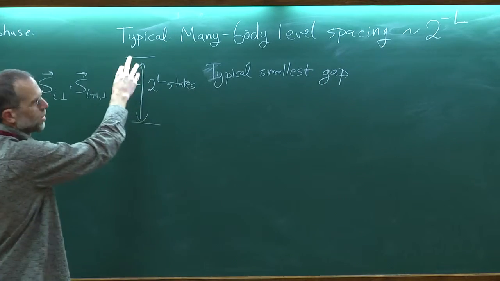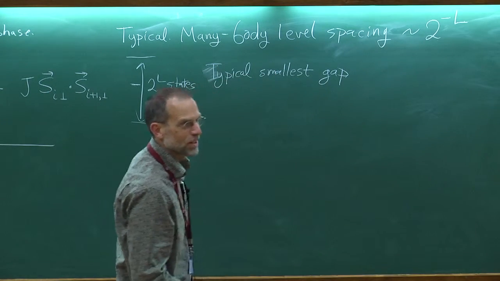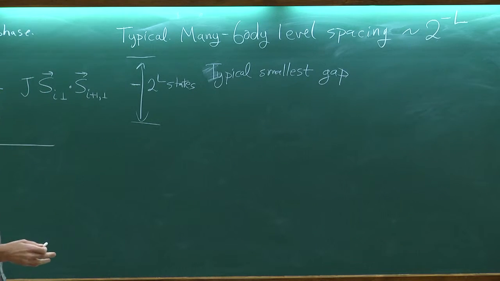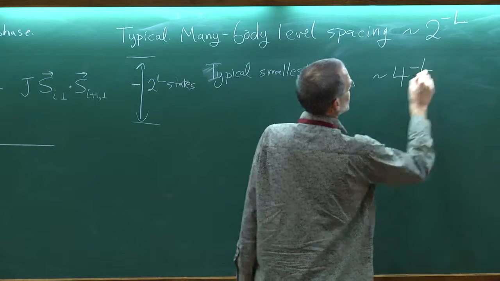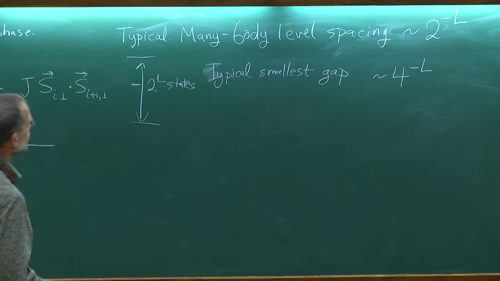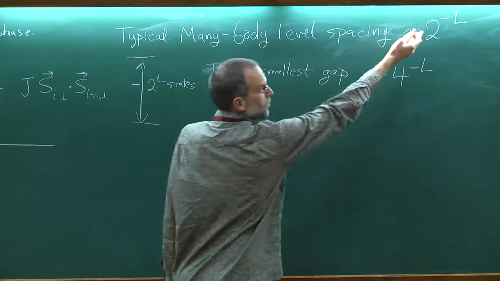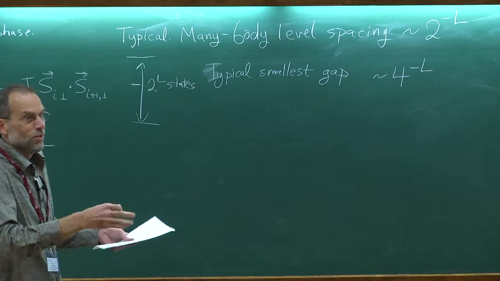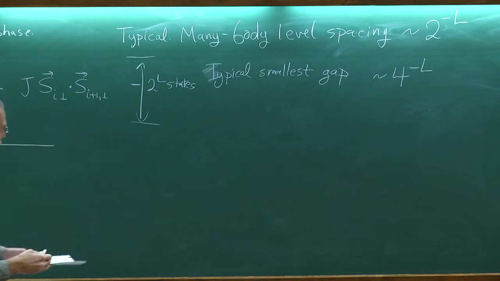So I've got these randomly placed points. The energy differences are of that size typically, but I have 2 to the L such pairs, and so the smallest one will actually go as 4 to the minus L. If we take an interval and put down 2 to the L points randomly, the average spacing is 2 to the minus L, but the spacings are distributed all the way down to 0, and the smallest spacing will be of order 4 to the minus L, okay? That's just the statistics of 2 to the L states with random energies.